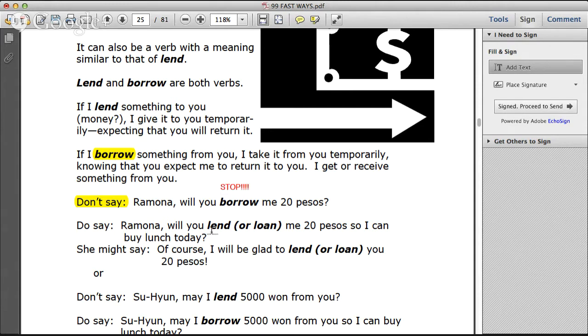Use lend. That's the word. You want to replace borrow with lend. That's the easiest way to overcome this. Because most of you guys want to say borrow me. Could you borrow me the keys to your car? No. Will you lend me the keys? You want to say lend. Lend, lend, lend. You can also say loan, and it's the same.